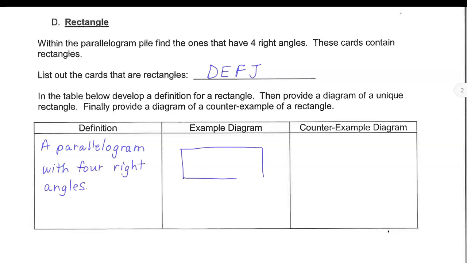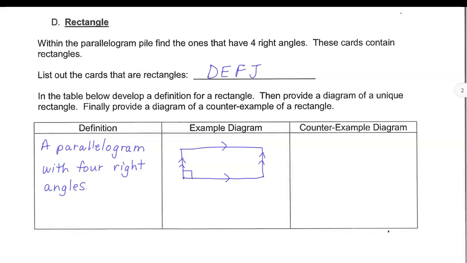When I draw the example diagram, I'm going to start with the parallel sides. That tells you it's a parallelogram. And then I really only have to indicate 1 right angle. It is only necessary to show 1 right angle because the rest of the angles will be right angles from a theorem we got earlier: if the lines are parallel, then interior angles on the same side of the transversal are supplementary.